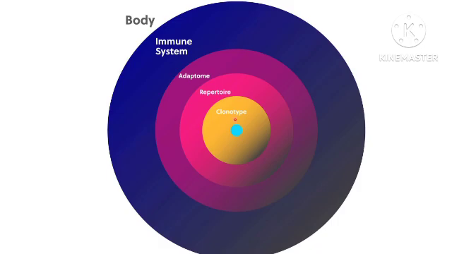Then what is a clonotype? A clonotype is a functional unit of the immune repertoire. It carries a unique CDR3 sequence. Remember this: unique CDR3 sequence. Each clonotype is defined by its unique CDR3 sequence.